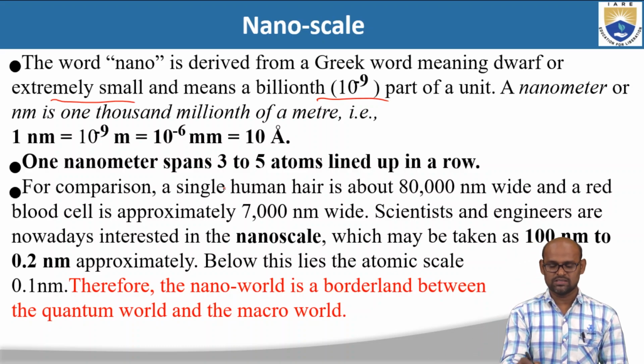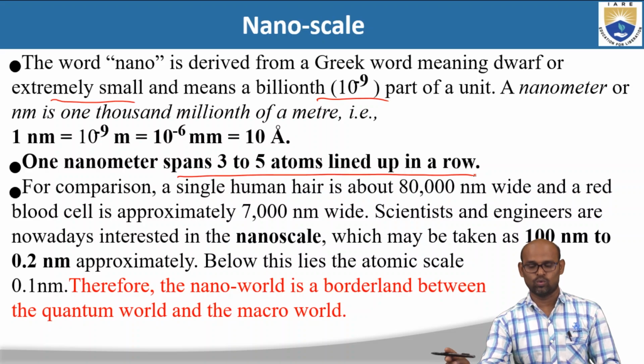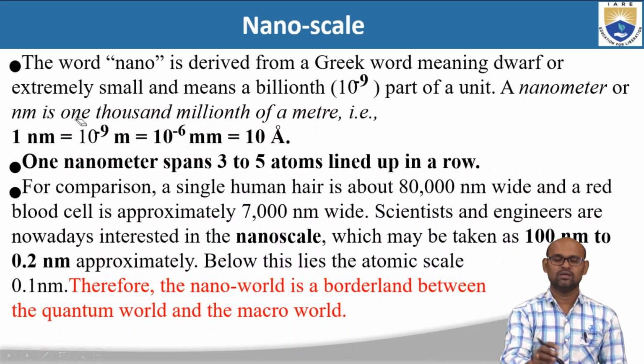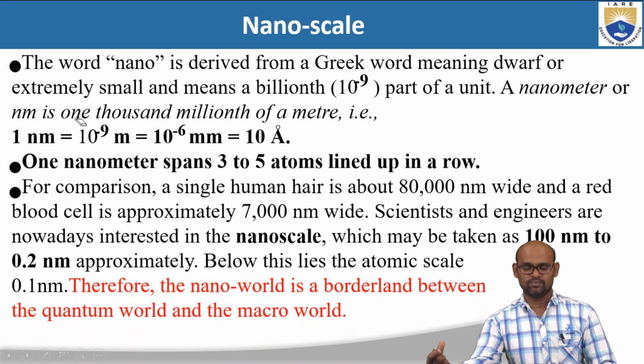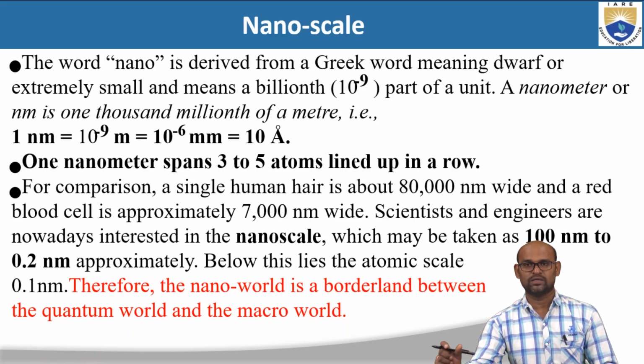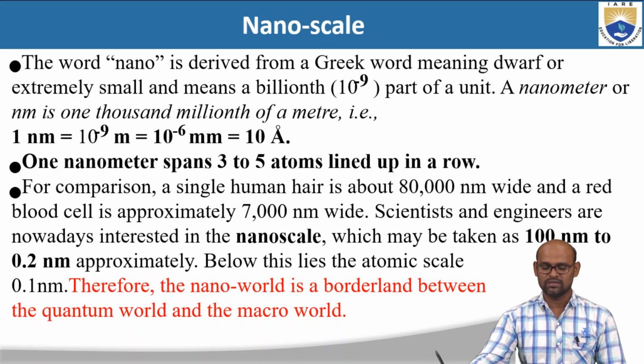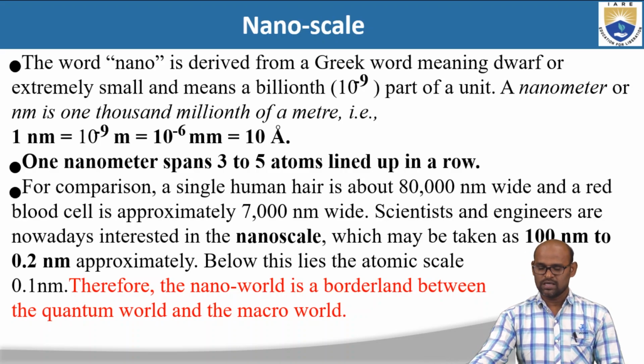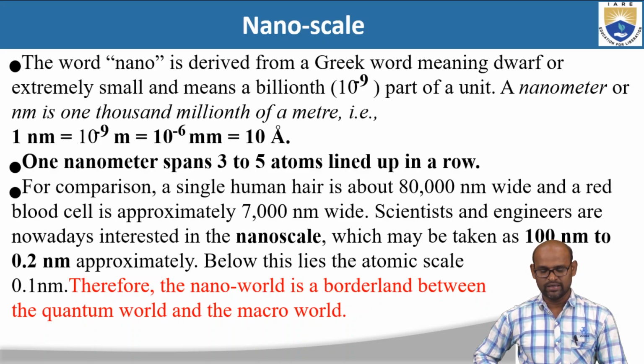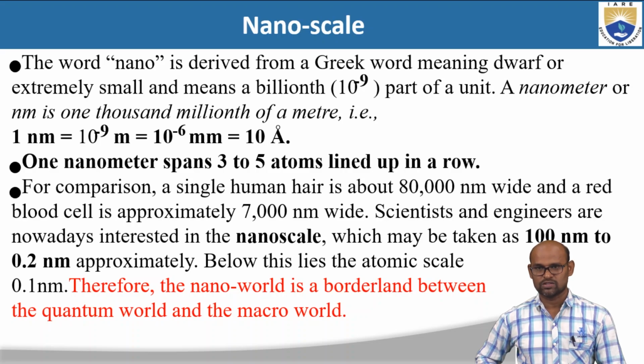So 1 nanometer spans 3 to 5 atoms lined up in a row. To understand what a nanometer means, you can put about 3 atoms in 1 nanometer. For comparison, a single human hair is about 80,000 nanometers wide, and a red blood cell is approximately 7,000 nanometers wide. Scientists and engineers are nowadays interested in the nanoscale, which may be taken as 100 nanometers to 0.1 nanometers approximately. Below this lies the atomic scale, which is around 0.1 nanometers.